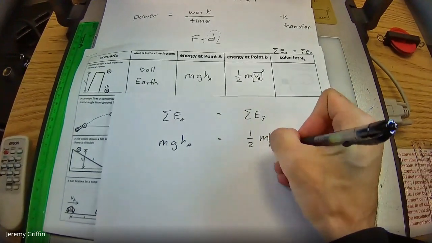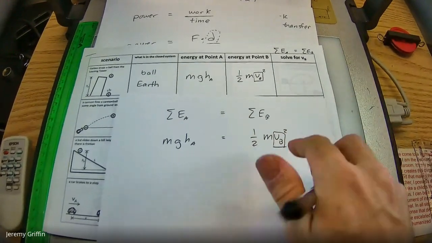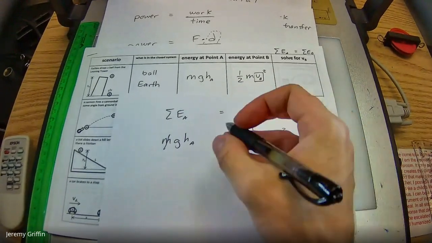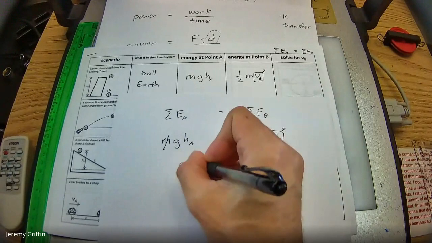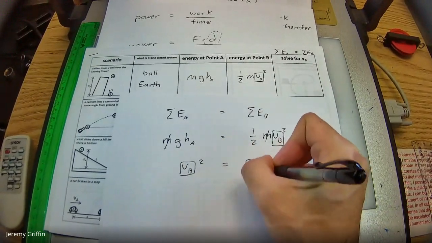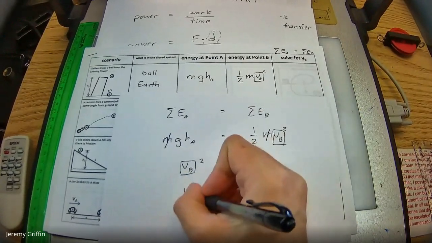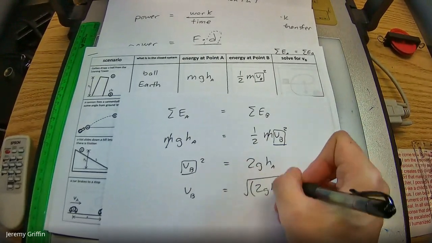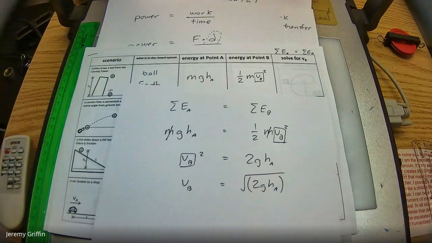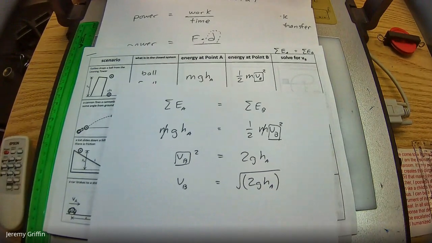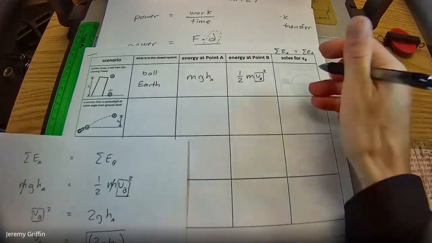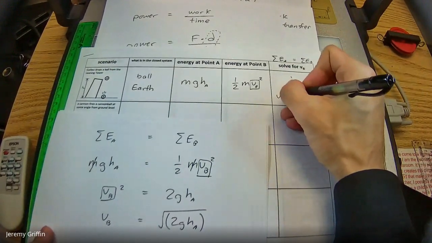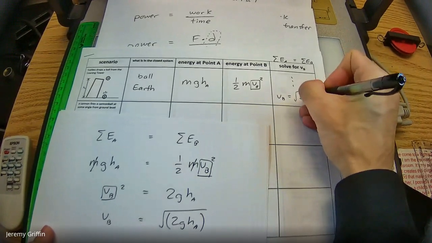Can you solve for the speed at point B? Yeah, we can do that. The mass is going to cancel, just like yesterday. Cross multiply the 2, take the square root. So VB squared equals 2gh at point A, so VB is the square root of 2gh at point A. Is that all right? I just did all the work there. So VB is equal to the square root of 2gh at A.